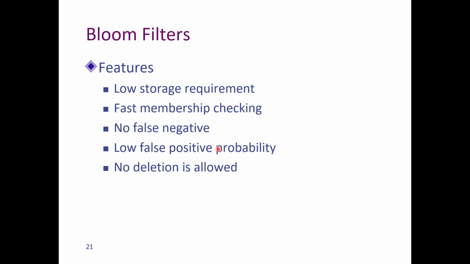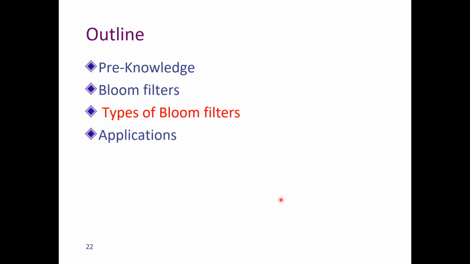So what are the features of Bloom filters? Bloom filters have low storage requirements. You can do fast membership checking because it only requires you to compute 3 hash functions, which takes O(1) time. There's no false negative. There are false positives, but we can control them to be a low value, and no deletion is allowed. So this is the basis of Bloom filters. Okay, so we first stop here.